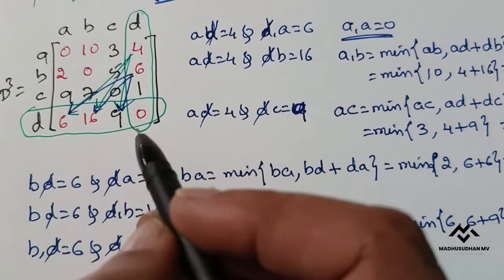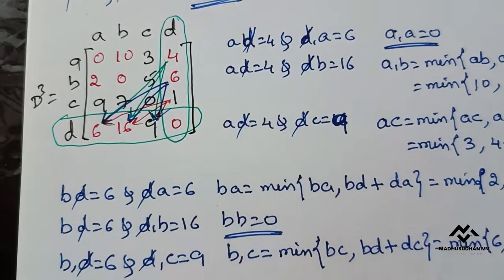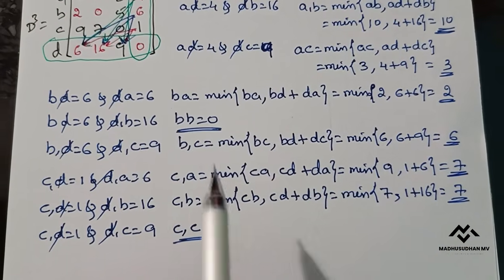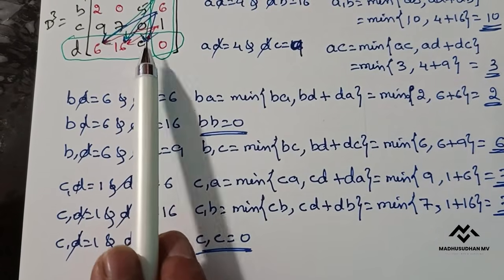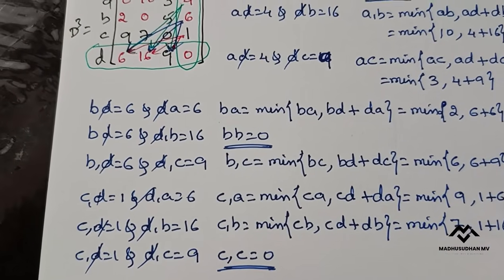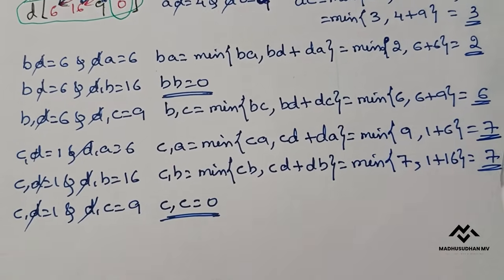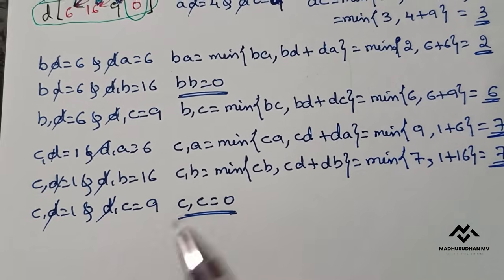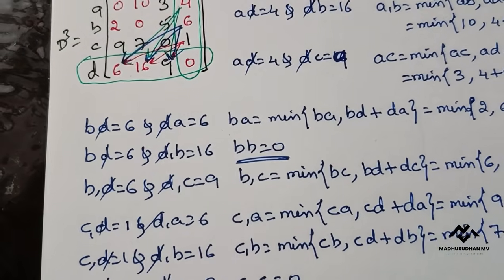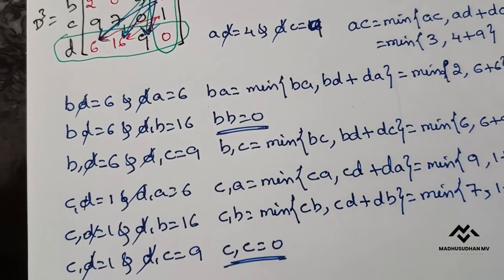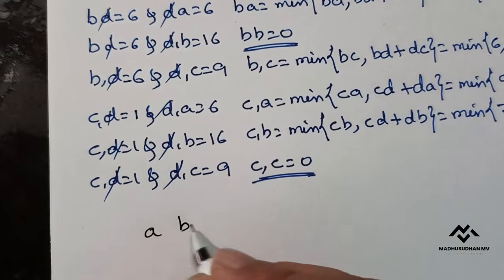Next I need to compare this column value 1 with these 3 row values. When I compare this one with all these three row values, I got C to A 7, C to B 7 and C to C 0. These are the three values I got. Thus we compared all column values with all the row values. Now we got the final distance matrix D to the power of 4.